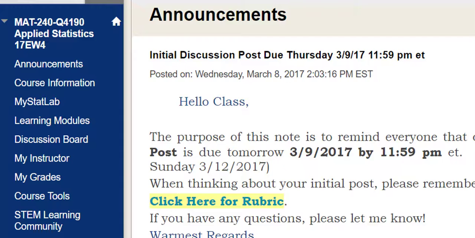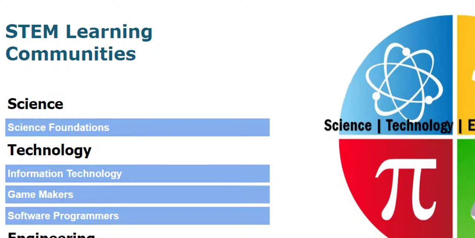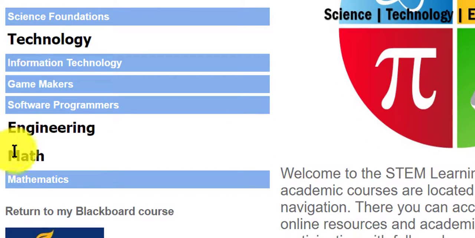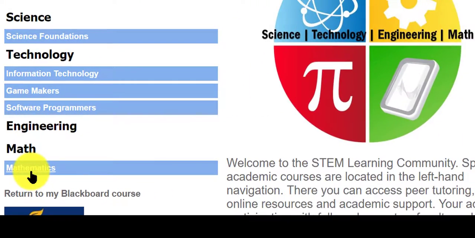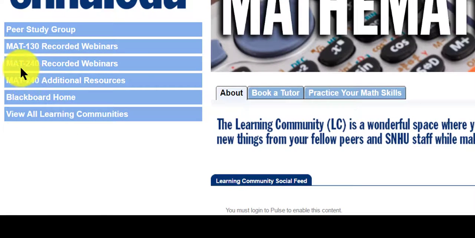weekly homework assignments. Okay, so if you click on the left side of the screen where it says STEM Learning Community, we're the mathematics department, so you scroll down to math. And if you look at MAT 240 recorded webinars, we have two links here, but I'd like to start with the first one, recorded webinars.